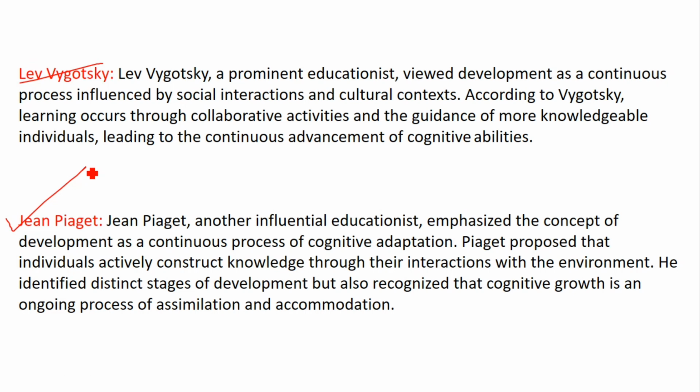So Jean Piaget, another influential educationist, emphasized the concept of development as a continuous process of cognitive adaptation. So he pays more attention to cognitive, meaning mental adaptations or mental abilities. Piaget proposed that individuals actively construct knowledge through their interaction with the environment. See, what Piaget believes is that we construct knowledge ourselves, right? So suppose, what example shall I give? Suppose a child sees a fire, a stove burning.